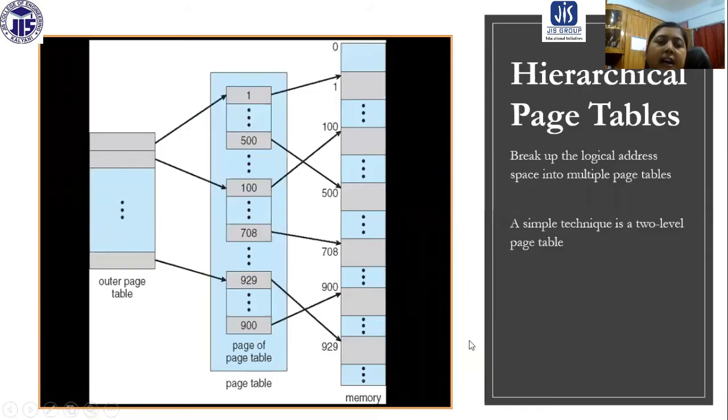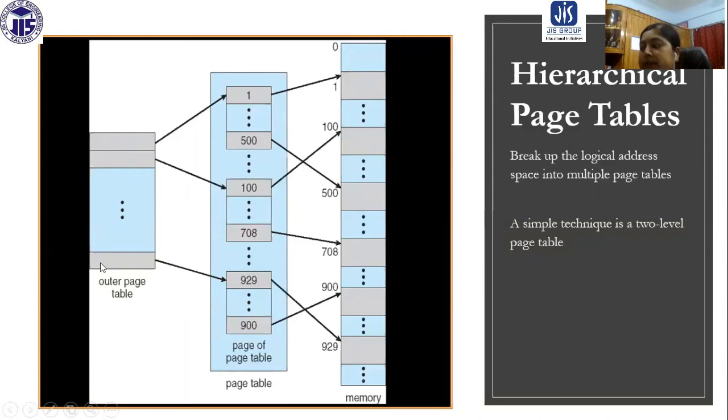So this is basically a hierarchical page table. Here you can see we have an outer page table. Now the rows of the outer page table do not indicate the frame numbers of the physical memory. They point to another page table, which is basically the inner page table. Each row of the inner page table then points to the frame number of the physical memory.